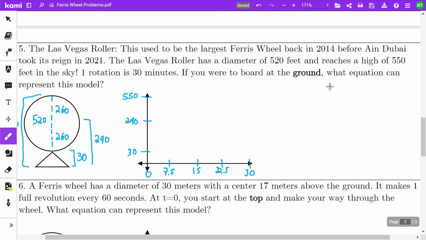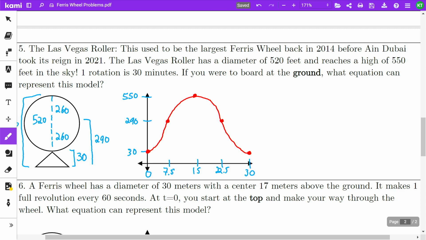So it says we're boarding on the ground, so that means we will be boarding when t equals 0. The height is going to be 30 feet off the ground. Then we hit our midpoint because we're now going to go up to our middle height being 290. We go up again, we hit our peak, which is 550. Then we start going back down to our midpoint at 290, or our midline. And then we end back where we started at 30. So if I connect my dots here, my graph would look like this. And that would be just one cycle being represented there.